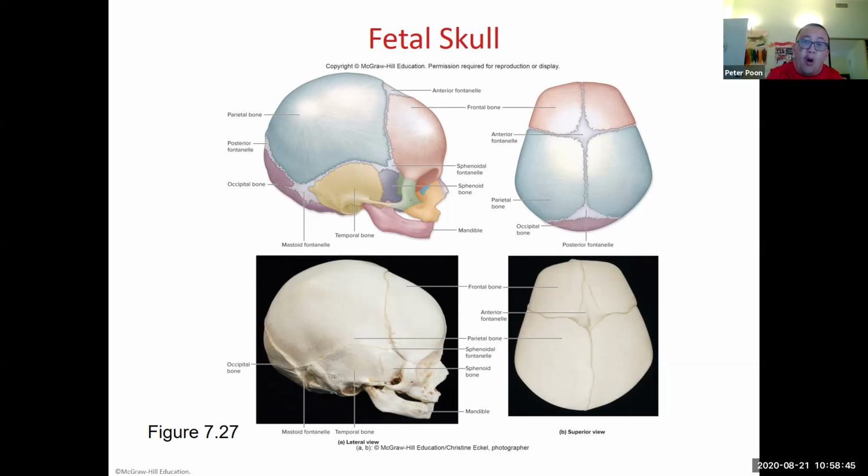These things don't harden until about a year, which is why they tell you never to touch a baby's head right there, because you can push your finger through. And the reason they're called fontanelles is that they actually pulsate.